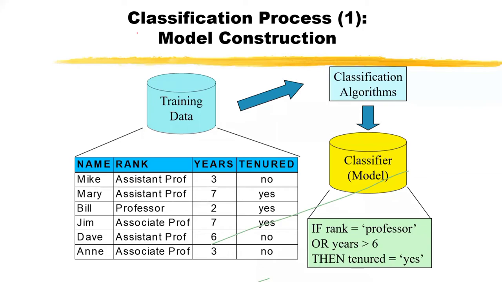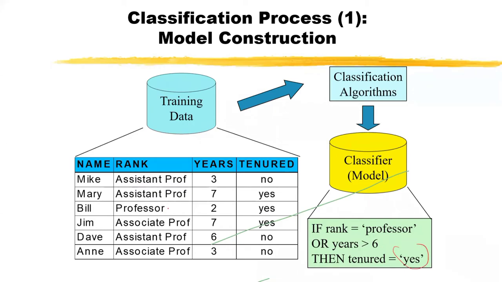This is a kind of classification problem regarding professors. Here you have name, rank, and years as examples. We want to determine who is a tenured professor, that is, whether someone is a tenured professor or not. So you train your model to generate the rule. The rule is: if rank is professor or years is greater than 6, it's going to be yes.